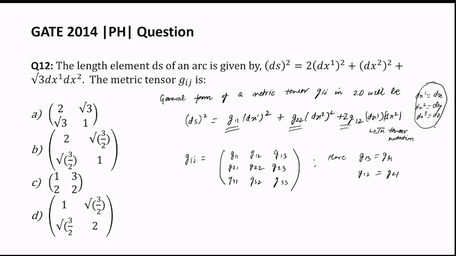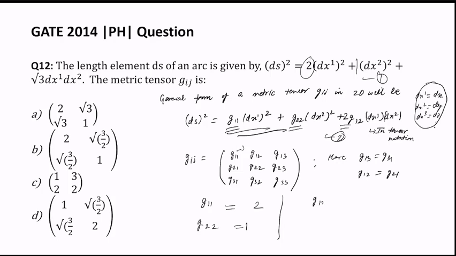Okay, therefore by using this and comparing this equation with what is given in the question, your line element dx1, so this is the coefficient of dx1 whole square, so g11 comes out to be 2. This is the coefficient of dx1 whole square. g22, which is the coefficient of dx2 square, is 1.